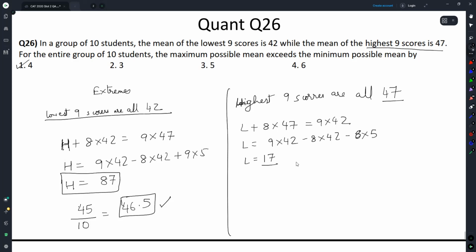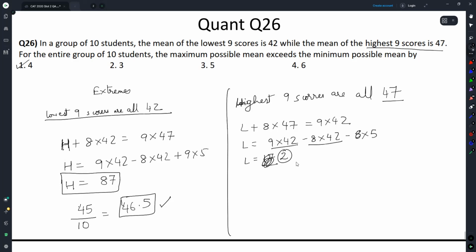Did we mess something up? Because here my answer is coming out as 2.5, a deficit of 30. Wait. Highest 9 scores are this 8 into 47, 9 into 42, this. Okay, 42 minus 40, this is 2. This is 2. What am I doing?